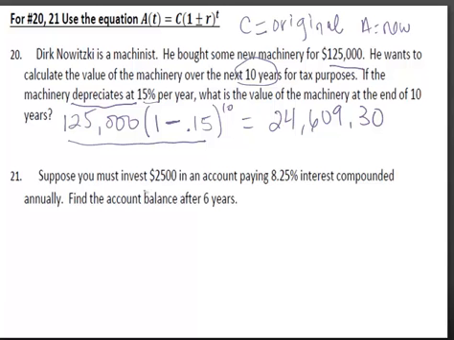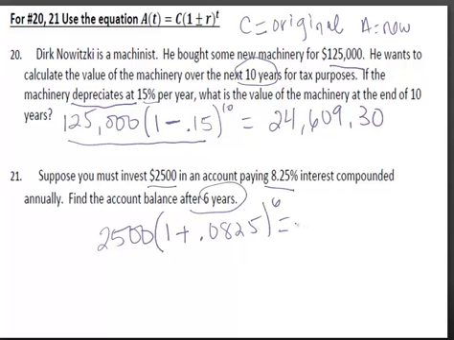Okay, same thing for number 21. It says you want to invest $2,500 in an account that pays you interest at 8.25%, so that you want to find the balance after 6 years. So I'm going to say 2,500, which is my initial amount, times 1 plus, in this case, 0.0825 to the 6, because I'm adding money to my account. And I end up with $4,022.61. Okay?